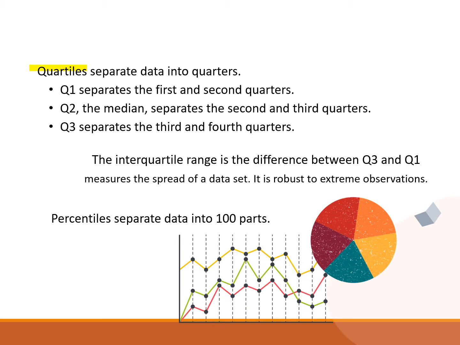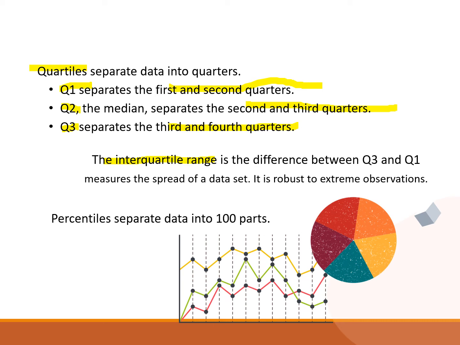And for the quartiles, we have three subcategories. We have quartile 1, quartile 2, and of course, quartile 3. Remember that quartile 1 will separate your first and second quarters, which is part of the percentile. Your quartile 2 will separate your second and third quarters, and your quartile 3 will separate your third and your fourth quarters.